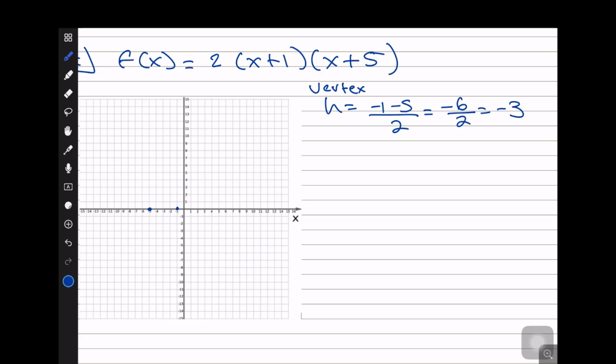And divided by 2. That's going to give us -6 divided by 2 is going to be -3. Okay, so that's the h value of your vertex, right? Because vertex is written as h comma k.